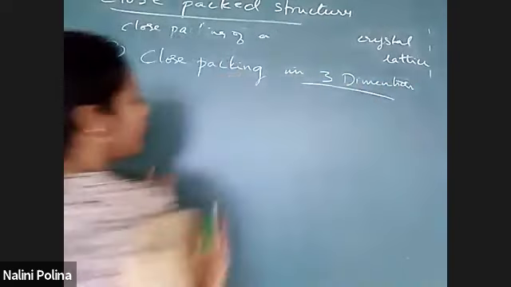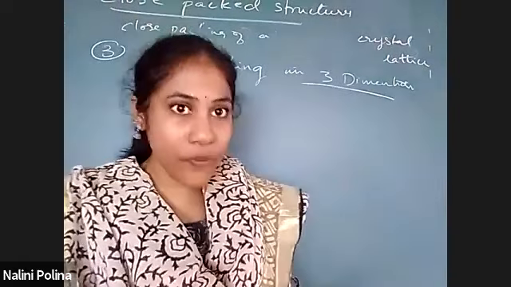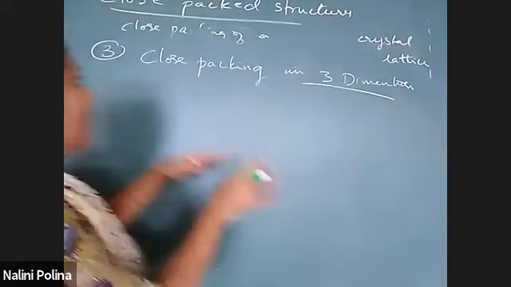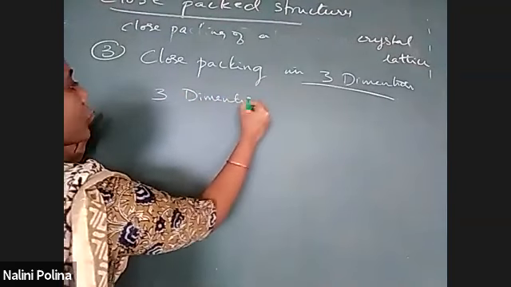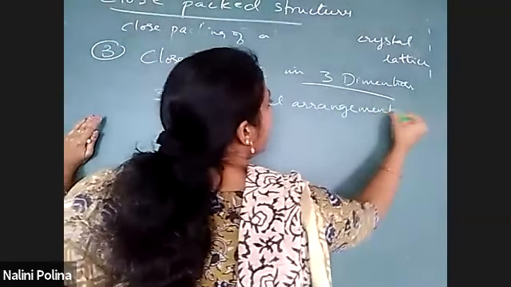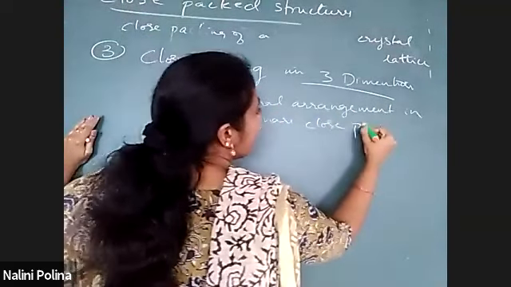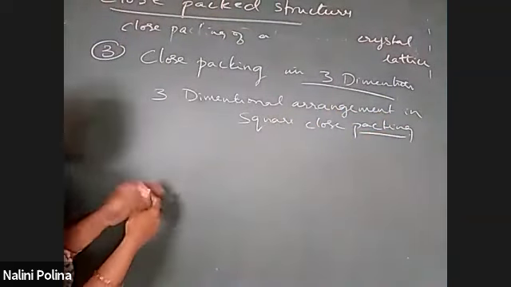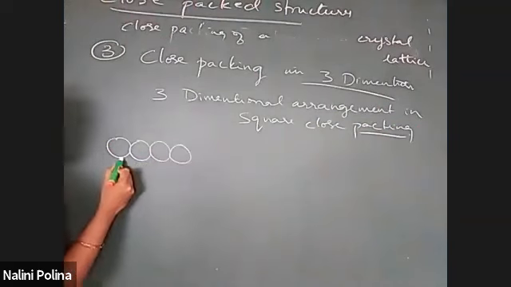Okay, fine. So now two-dimensionally two possible arrangements we got. Okay, so what are the arrangements? Square close packing, hexagonal close packing. So now we will study three-dimensional arrangement. Three-dimensional arrangement in square close packing. Okay, fine. So wait, I'll write square close packing, the two-dimensional structure.